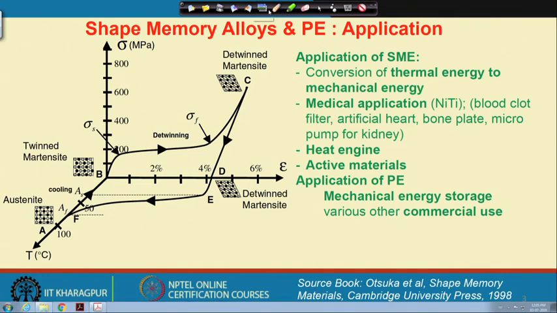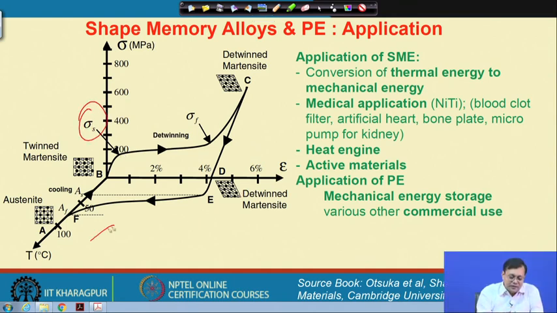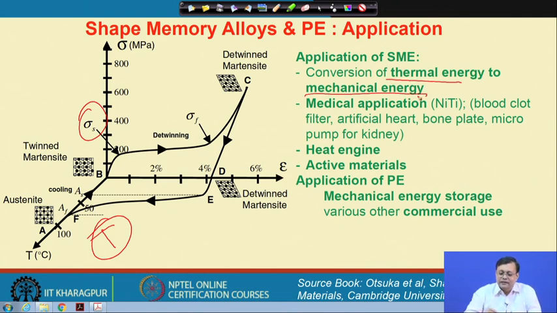Since there is again an interplay between stress and temperature, we can use this phenomenon as a thermal energy to mechanical energy conversion system. Means I have a shape memory spring which has a weight, I put a weight there, and this weight actually assists in the elongation of the wire. Okay. And now, I provide some heat or temperature, and again it basically reduces. So, this is a continuous process where we can convert thermal energy to mechanical energy.